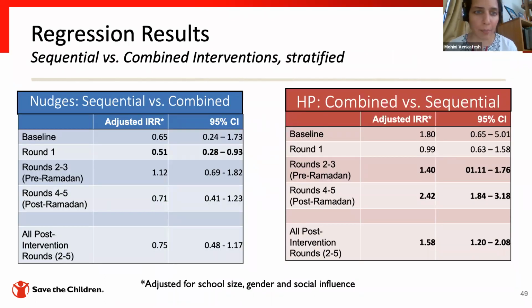These are just some figures that you can look at more closely later, which talk about the statistical significance around the differences we saw in sequential versus combined interventions. Next slide.